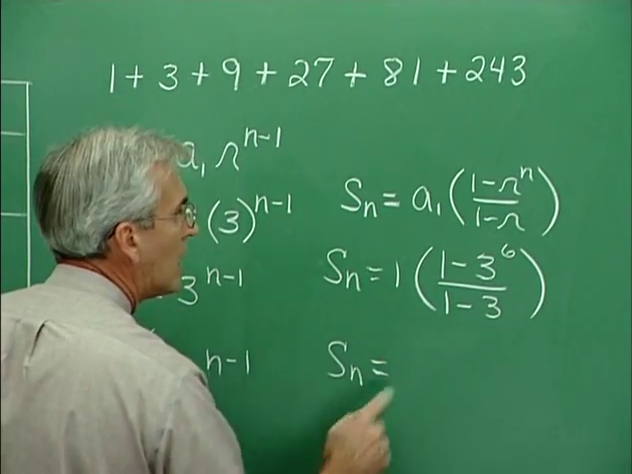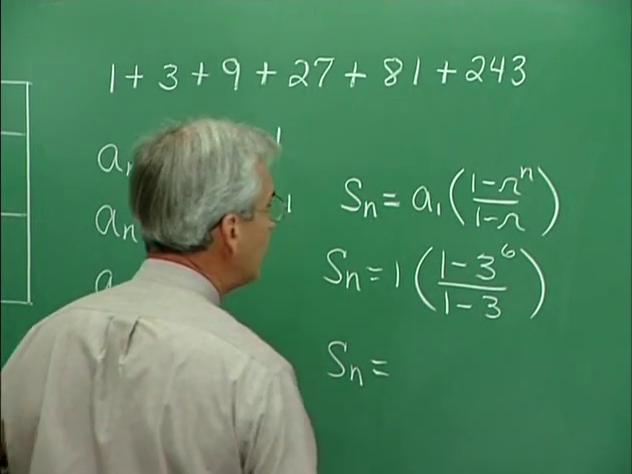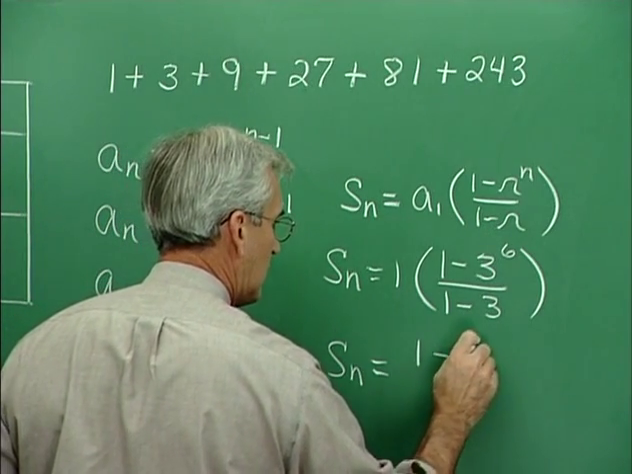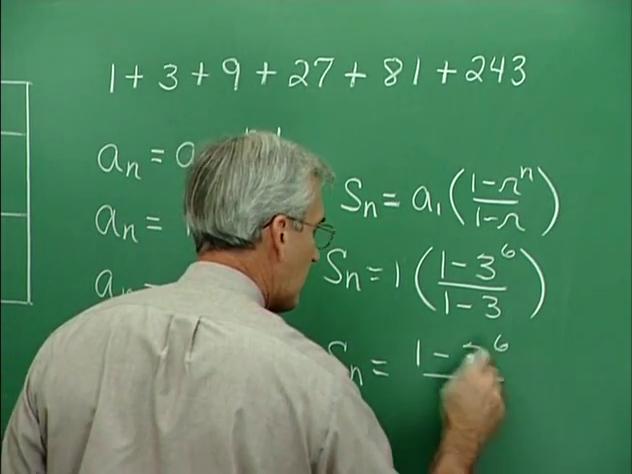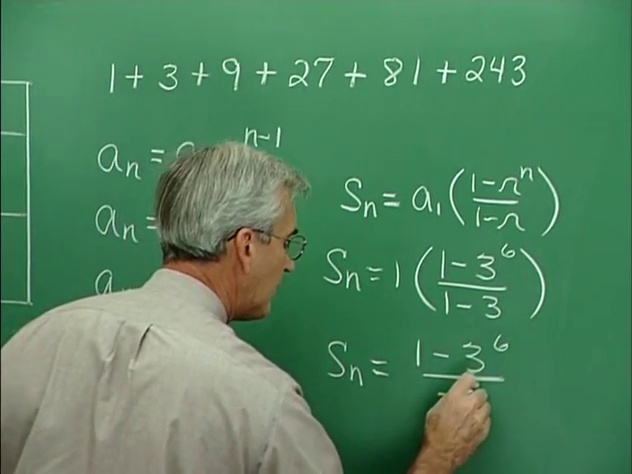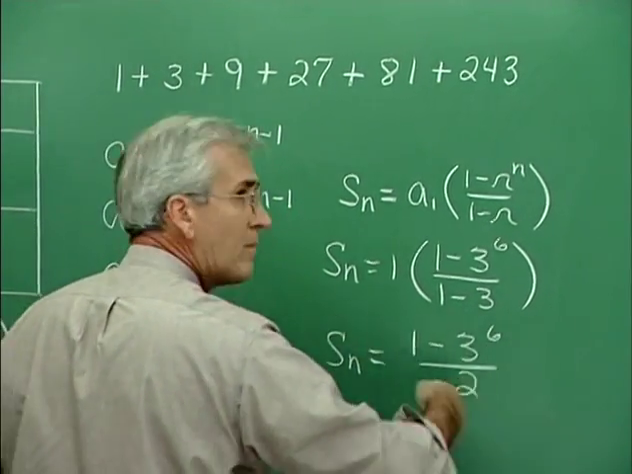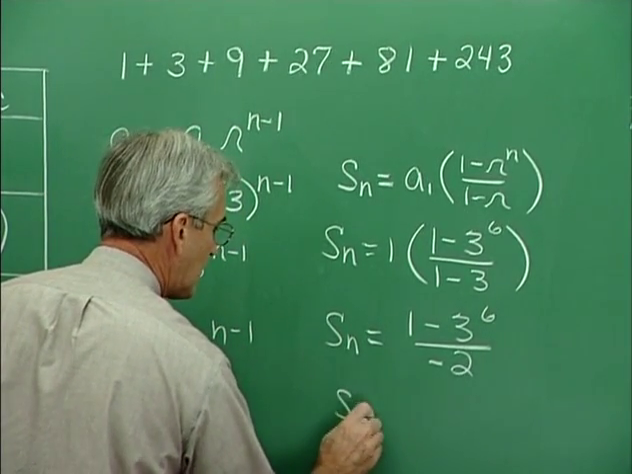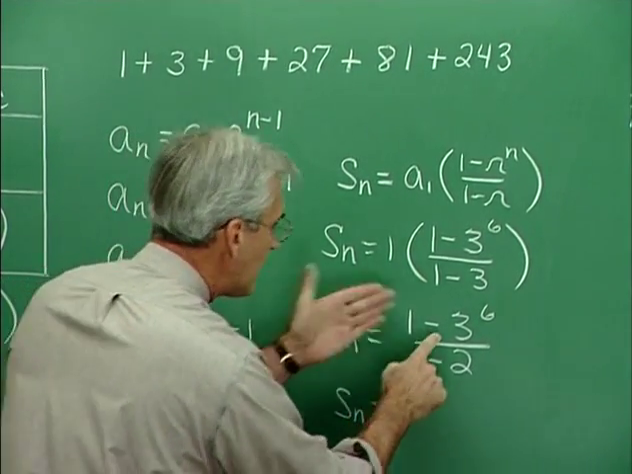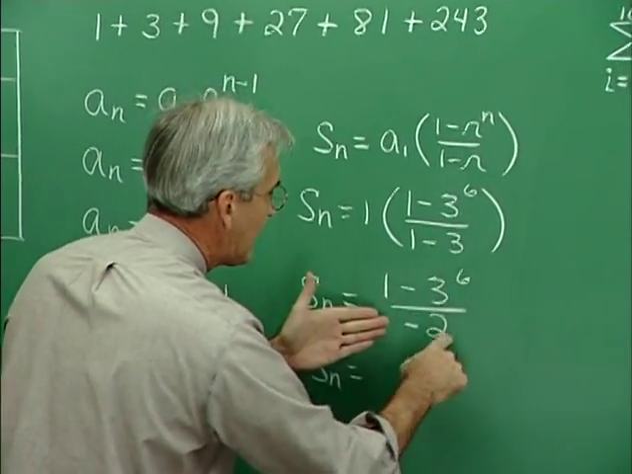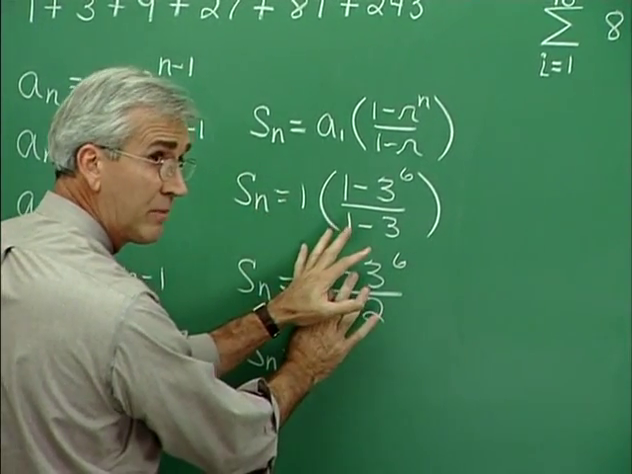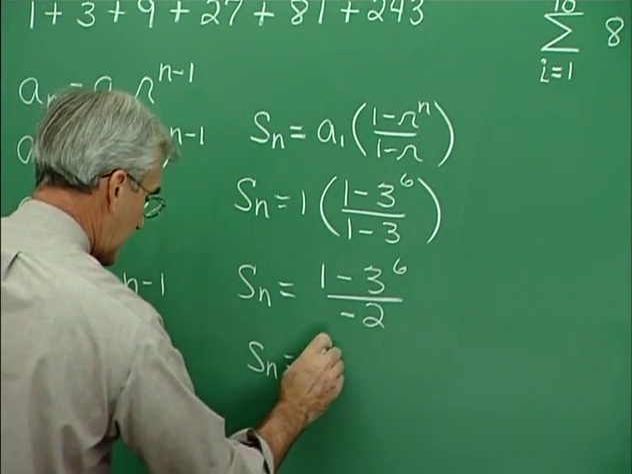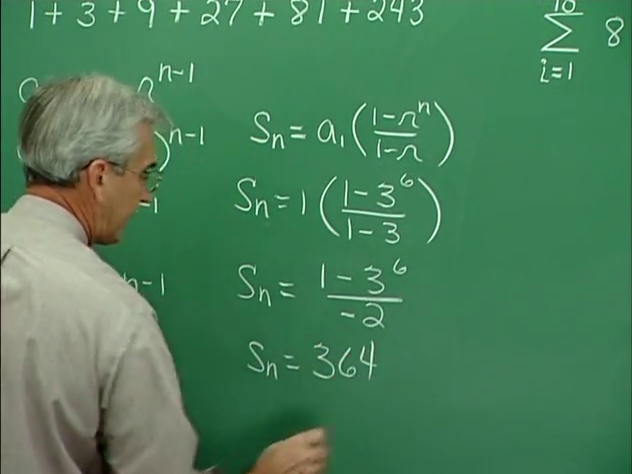Let's see, we have 1 minus 3 to the 6th power. Big number. I'm just going to leave it in this form. This 1 minus 3 is negative 2. And now we perform the calculations, presumably with the calculator, and we find that sum to be, now notice that this is going to be a negative numerator and a negative denominator. The value is going to be positive, which we would expect by adding all of these positive numbers. But it turns out to be 364.